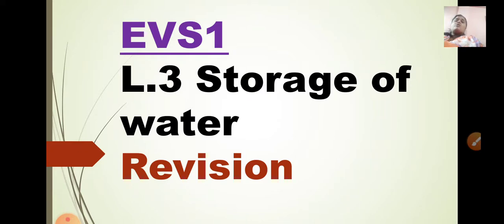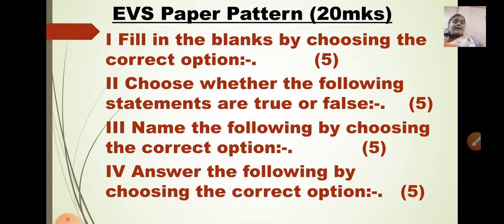Now children, your EVS 1 and EVS 2 paper both are going to be same. That is, your EVS subject has two subjects in it, EVS 1 and EVS 2. Today we are going to do the revision of EVS 1 and that also of lesson number 3, storage of water. Before starting the revision, let me show you the paper pattern of EVS.